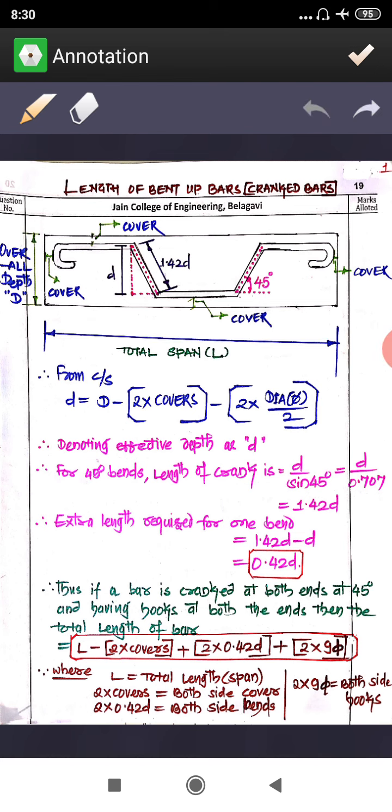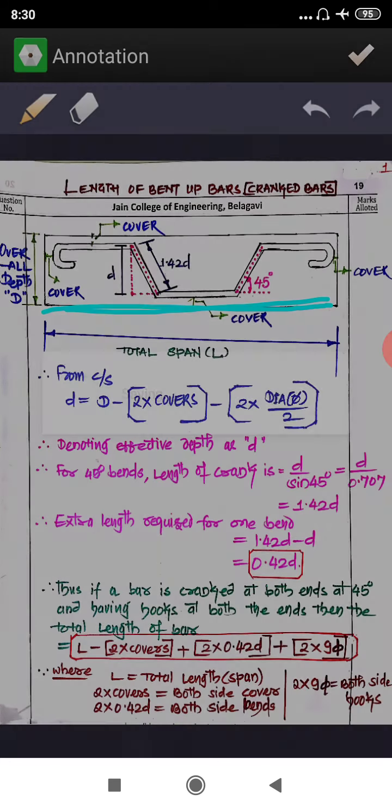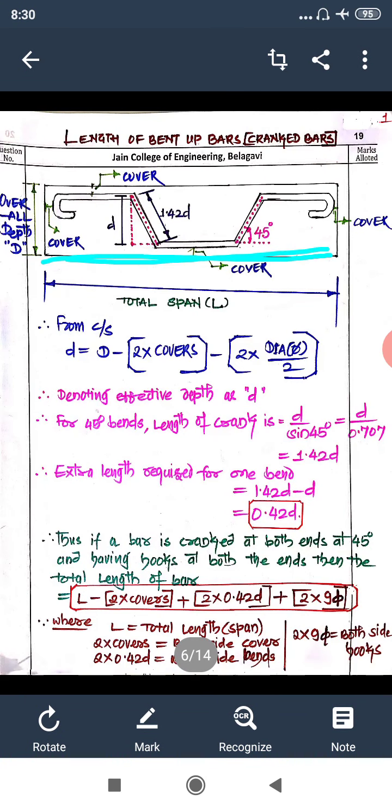Now see the bar: it will have a hook, then straight, then bent, which you can call cranked, then cranked, straight and then a hook. It is very simple. You take the straight total length and deduct the covers, the two side covers. After deducting the covers, you will get the length.